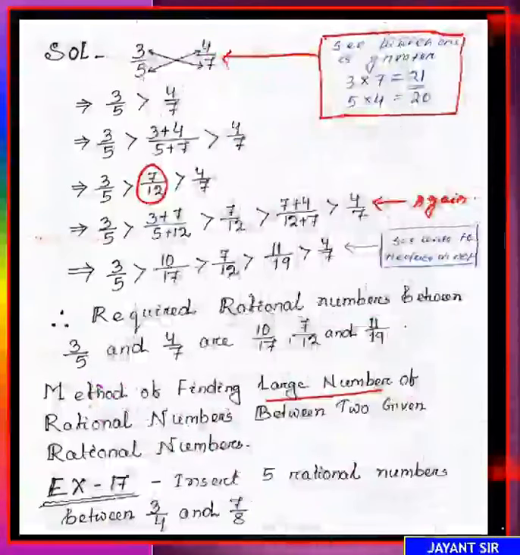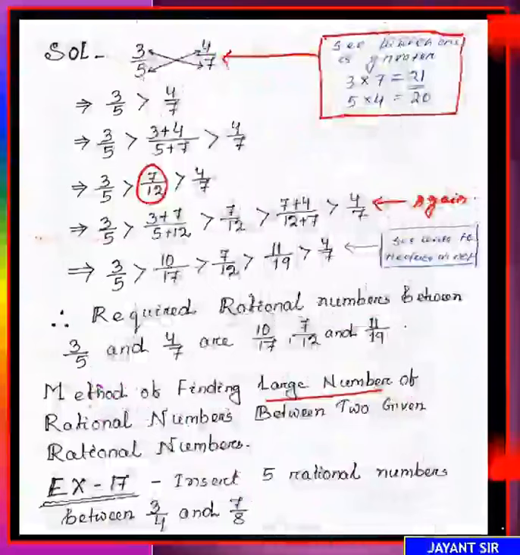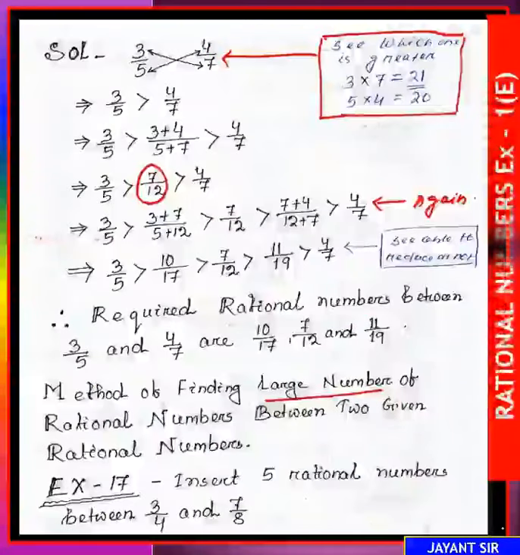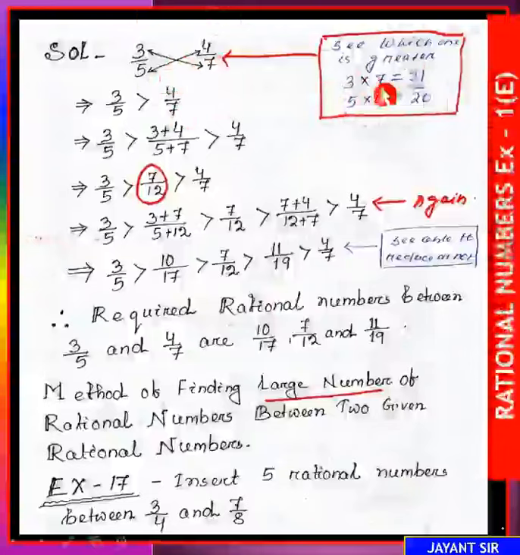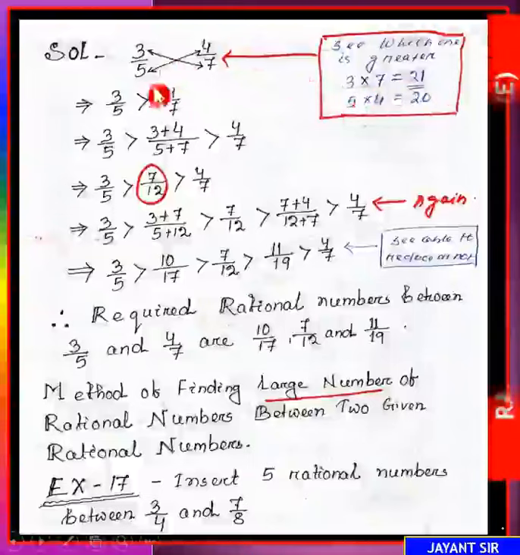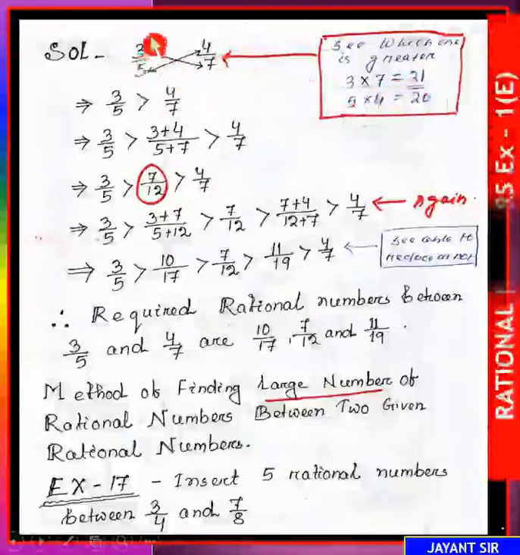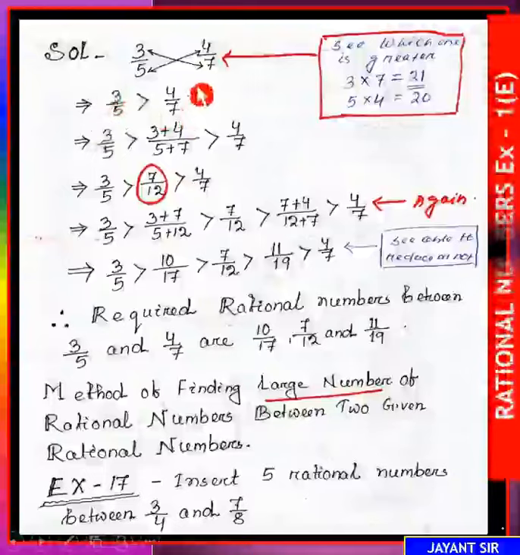See, before going to solve this one, we have to find out, in the book it is not given, but you have to find out which is greater or less. So between 3 by 5 and 4 by 7, find out the greater one. So here I have done the cross multiplication. 3 into 7 equal to 21 and 5 into 4 equal to 20. The first one is greater, means this first rational number is greater. So I can write now, according to the question, that 3 by 5 is greater than 4 by 7.